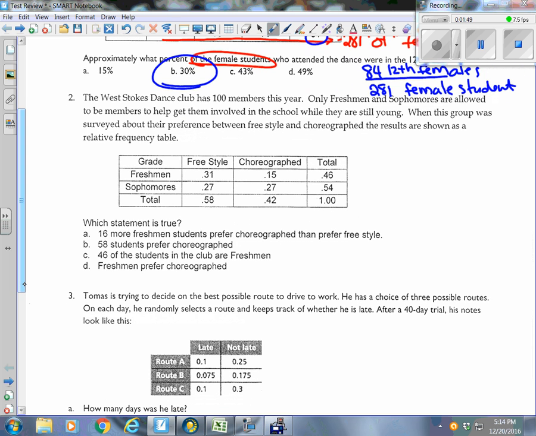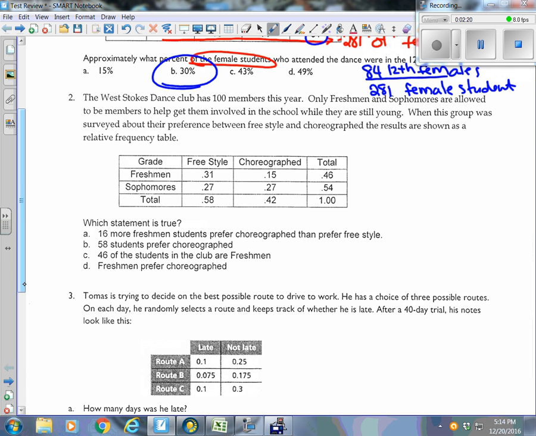Number two, the West Oaks Dance Club. We have all of these in here. I'm noticing when I look ahead that all of these questions are asking different things: 16 more freshman students, students who perform choreographed, club refreshments. So our best bet before we get started is to multiply these percent numbers. Now remember, these are percents that have been changed to decimals. So I'm going to find the percent of 100. The good thing about percents of 100 is that 100 is easy.